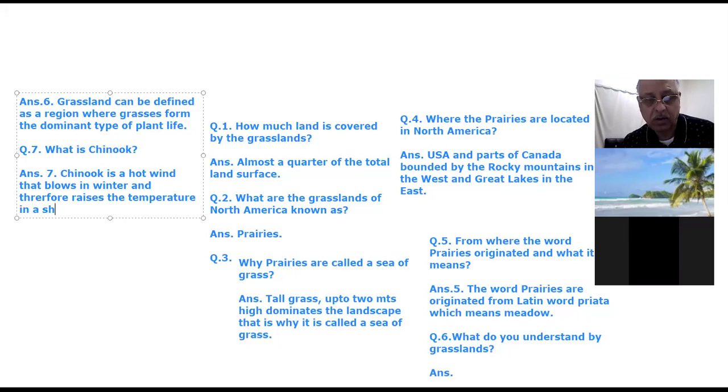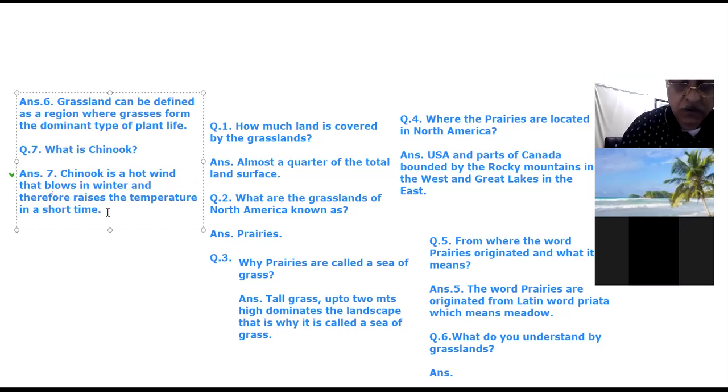So Chinook is a hot wind that blows in winter. Therefore, it raises the temperature within a short time. Or you can say Chinook is a hot wind that blows in winter because of the north-south barrier. You can write like this also.